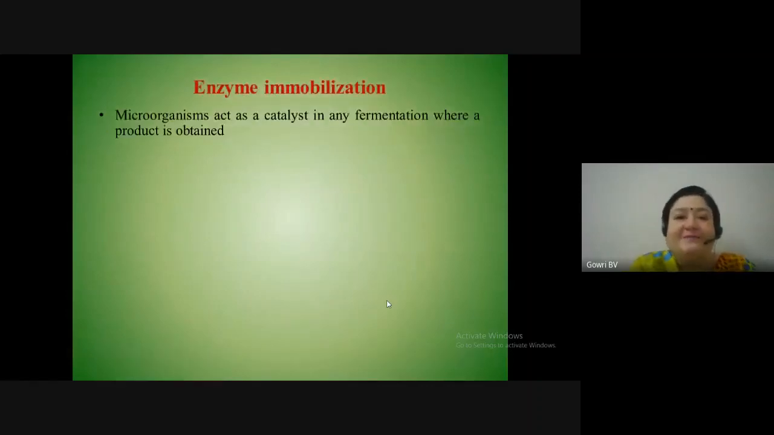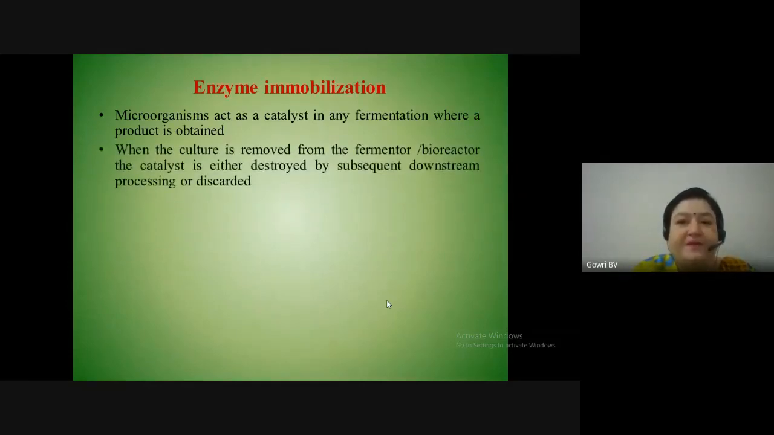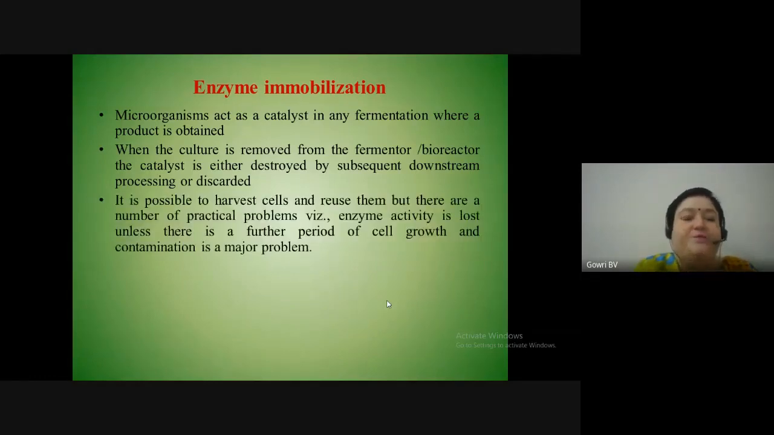So microorganisms act as a catalyst in any fermentation where a product is obtained. When the culture is removed from the fermenter or the bioreactor, the catalyst is either destroyed by subsequent downstream processing or discarded. It is possible to harvest cells and reuse them, but there are a number of practical problems. That is, enzyme activity is lost unless there is a further period of cell growth, and contamination, of course, is the major problem.